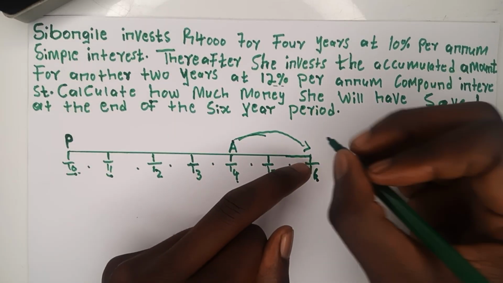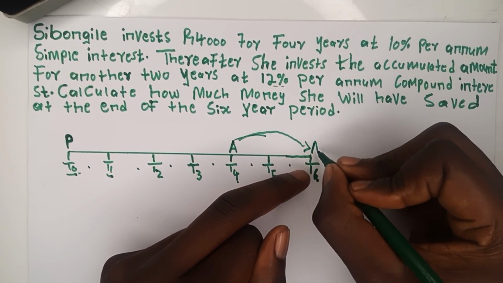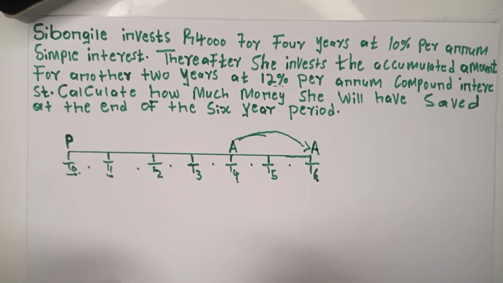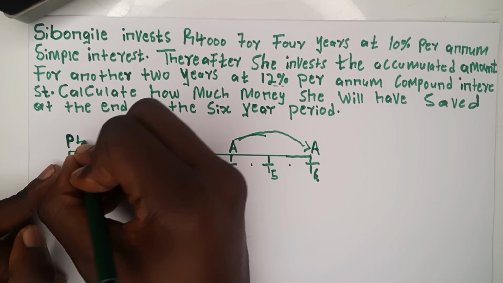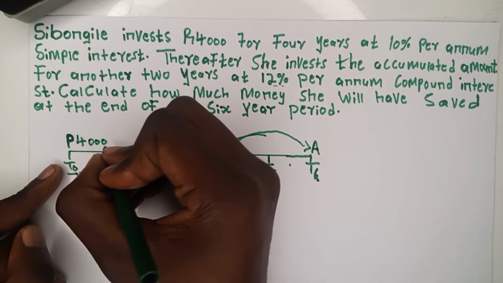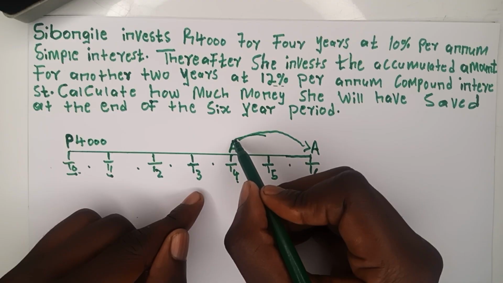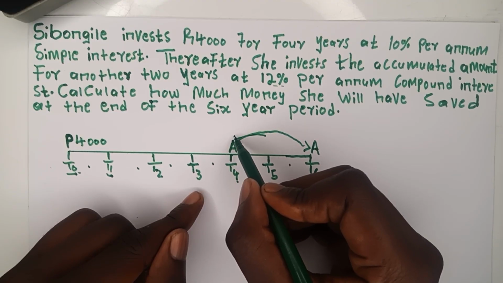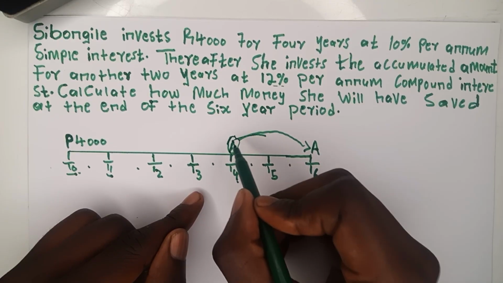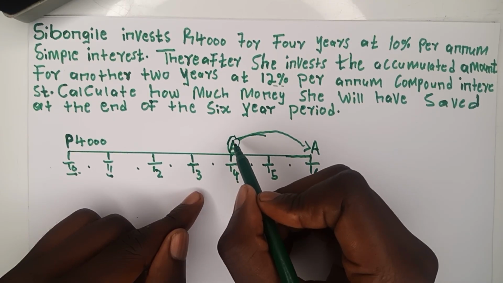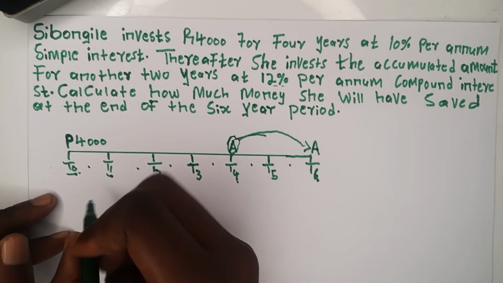So what they are interested to know here is how much she will have accumulated. Remember the P stands for 4,000, so she invested 4,000 here. Now our main task is to know what is the accumulated amount at the fourth year, after the fourth year. So we're going to use the simple interest formula.